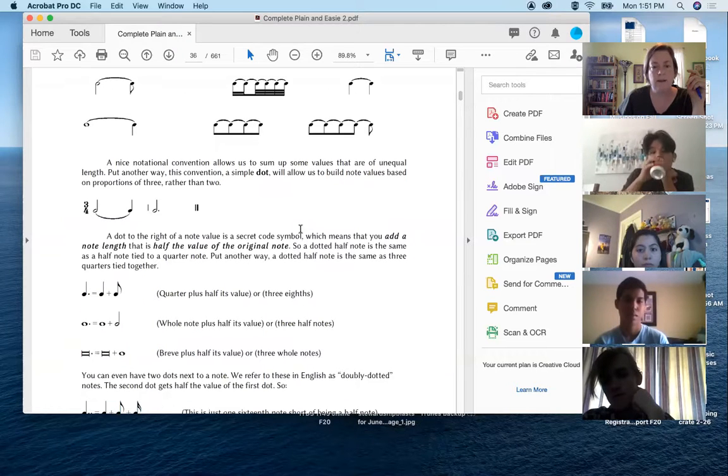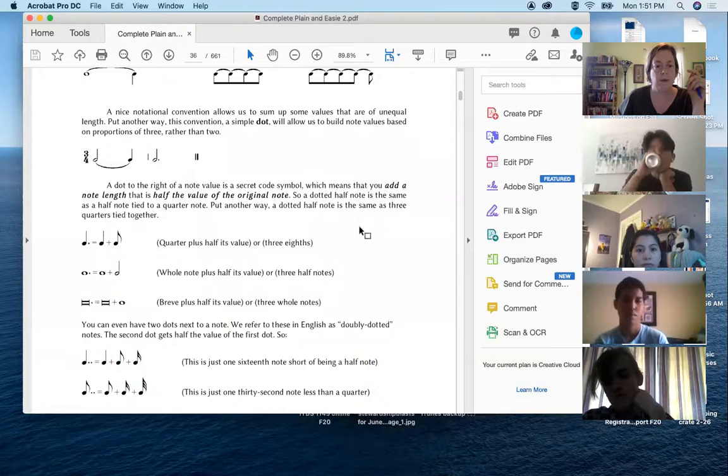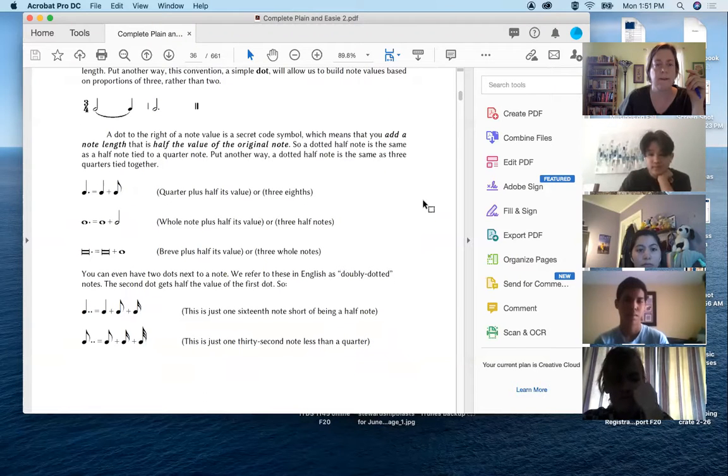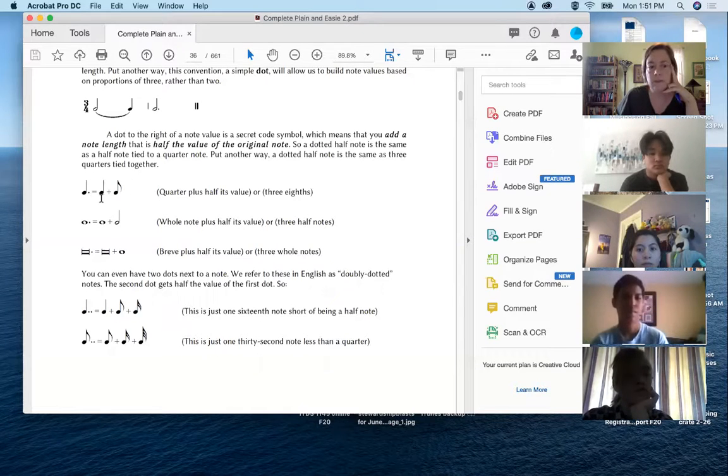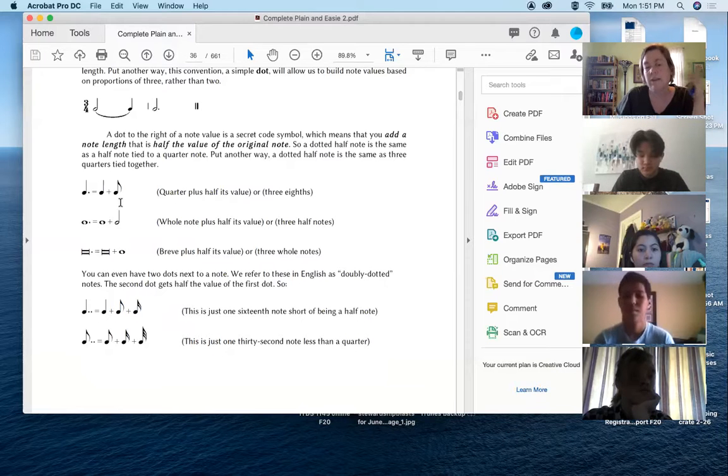Okay, another thing I didn't talk about, and this is the one where I'm going to be happy to take questions, is the dot. A dot is a shorthand way of tying something. You have the original note, any dotted note means you have the original value, like a quarter note, plus half of its value again. So a dotted quarter equals a quarter note's length plus an eighth note's length. Cool. A dotted whole note is the same as a whole note plus half of its value or a half note. I can even have a dotted breve if you want.